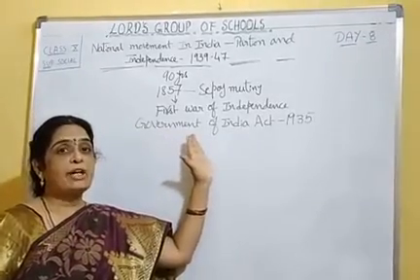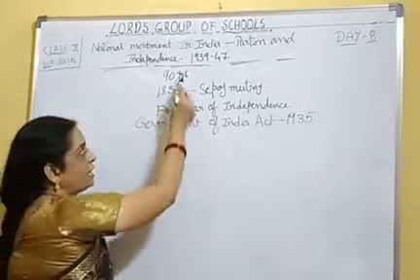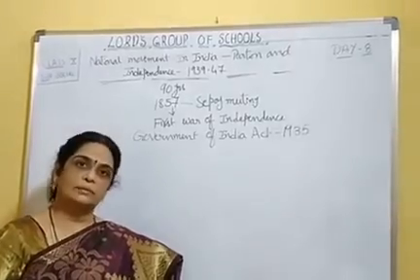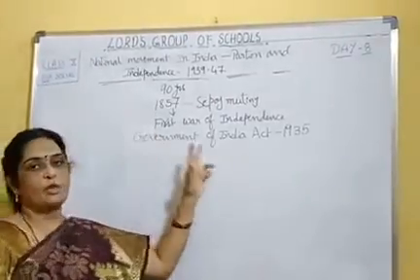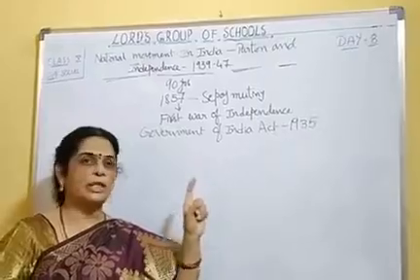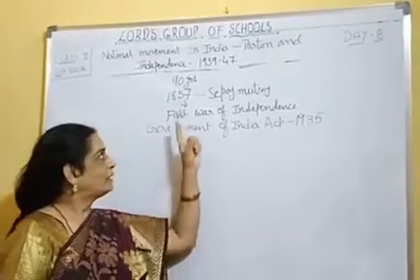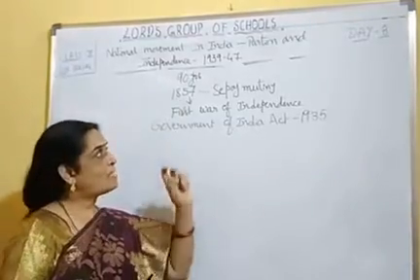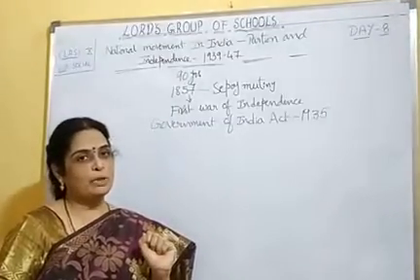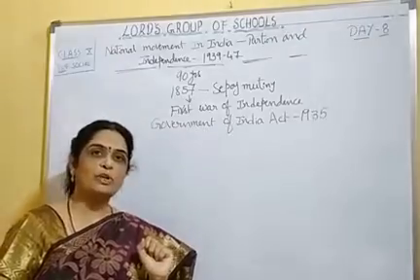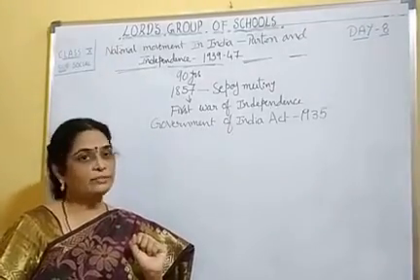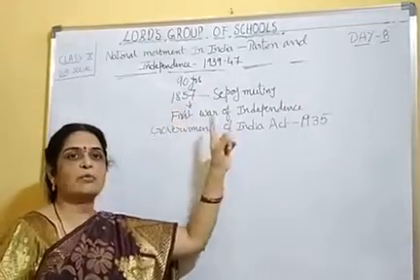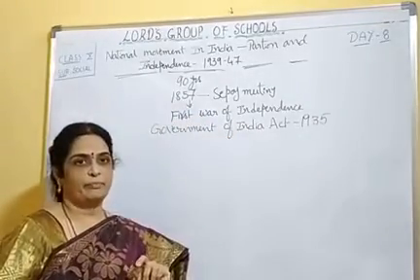The Indian freedom struggle is a 90-year struggle. How can we say it is a 90-year struggle? Because the first revolt against the British rule started in 1857. That is famously called the Sepoy Mutiny, or also the First War of Independence. This is the starting point, the first revolt against the Britishers.